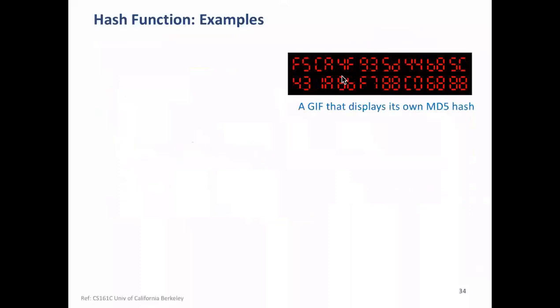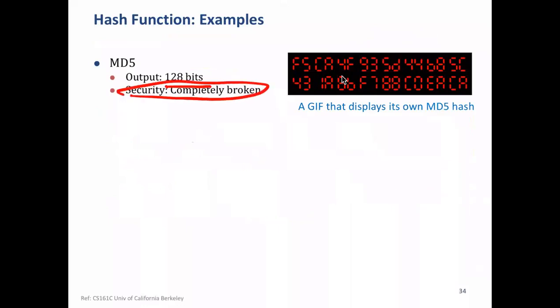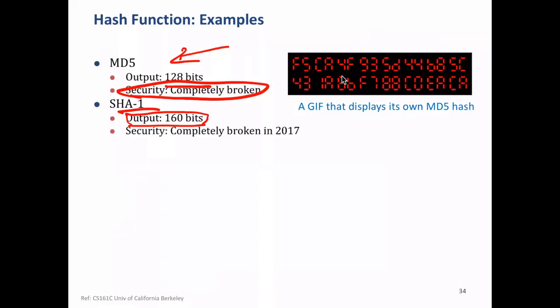There are a number of ways to design a hash. Okay, it's MD5. Here the MD5 output is 128 bits, and its security is completely broken now. This was designed many decades back. You can see there's a little simulation here, the hash of its own. Then the second one is SHA-1, whose output is 160 bits. It means the hash output is 160 bits, and it was completely broken in 2017, but it's still in use.